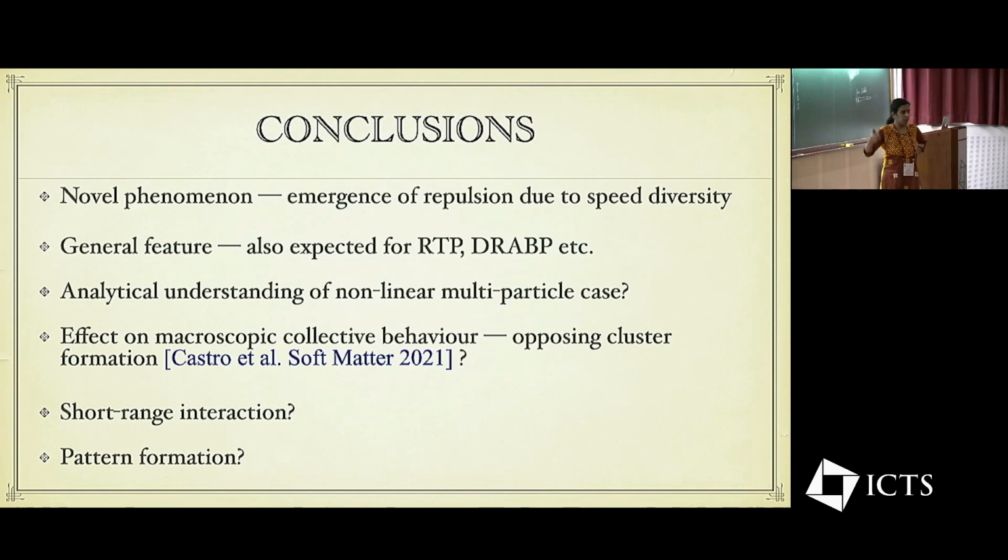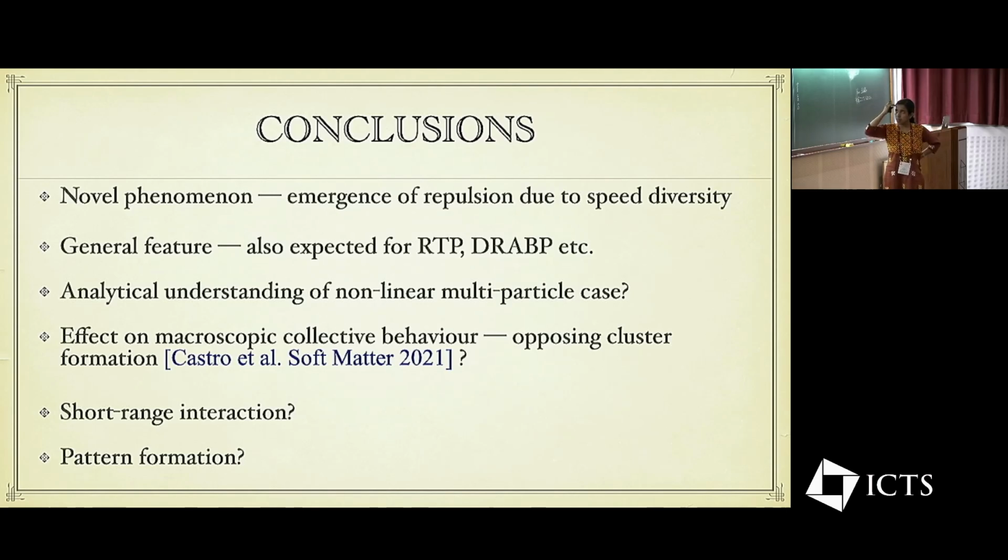So we see this novel phenomenon emerging due to the speed diversity, and so far, we confined ourselves to the strongly coupled, meaning strongly active case, and we have not used any specific element of the ABP dynamics. Which is to say that the same behavior is expected also for other kinds of active dynamics like run-and-tumble particles or direction reversing ABP. So all the overdamped active dynamics that we know of should show similar behavior.